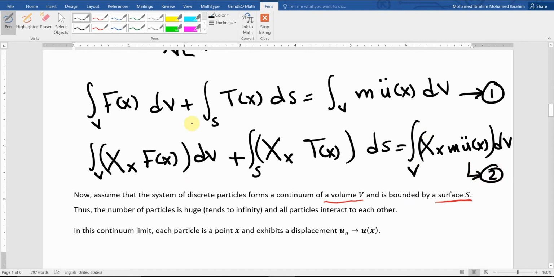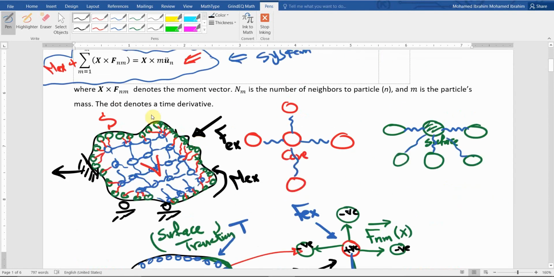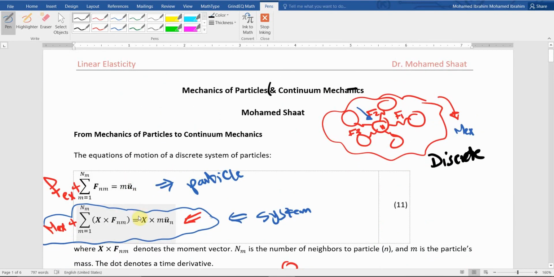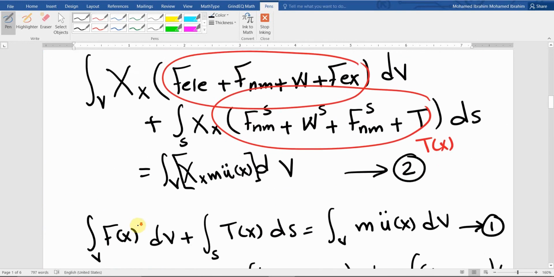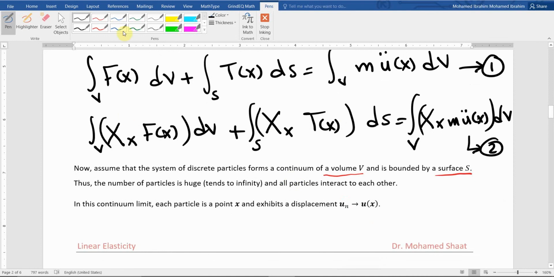So these are the two equations of equilibrium for a continuum, and these two equations are the equations of a discrete system of particles. Here we can count the number of particles, but here we do have a continuum with infinite number of particles, so we had to do the integrations. Make sense? So these are the two equations, and now let us demonstrate some, just to conclude some points here.